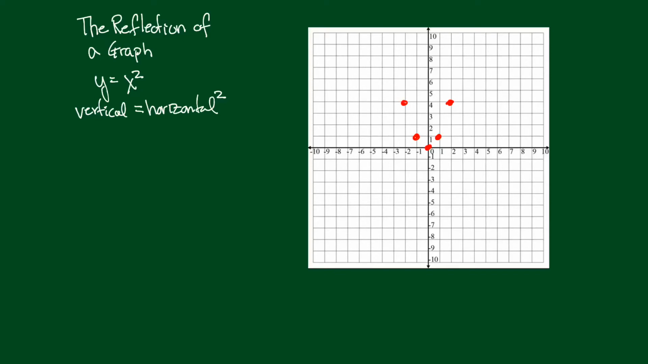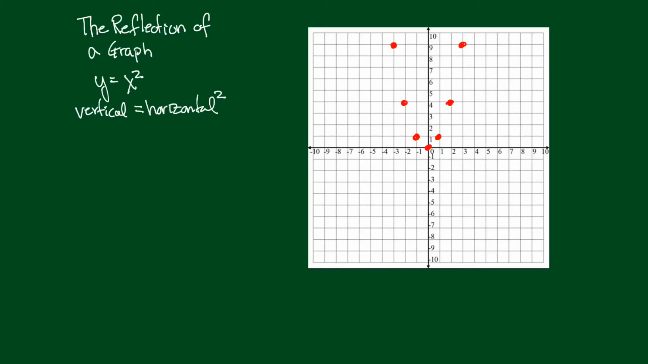Maybe we can do one more. How about if we do 3? Right? So if we do 3, we'll start here at the origin. We'll move over 3, and we'll square it. We'll go up to 9. So let's put a point at 3, 9. And over here at negative 3, squared is also 9.